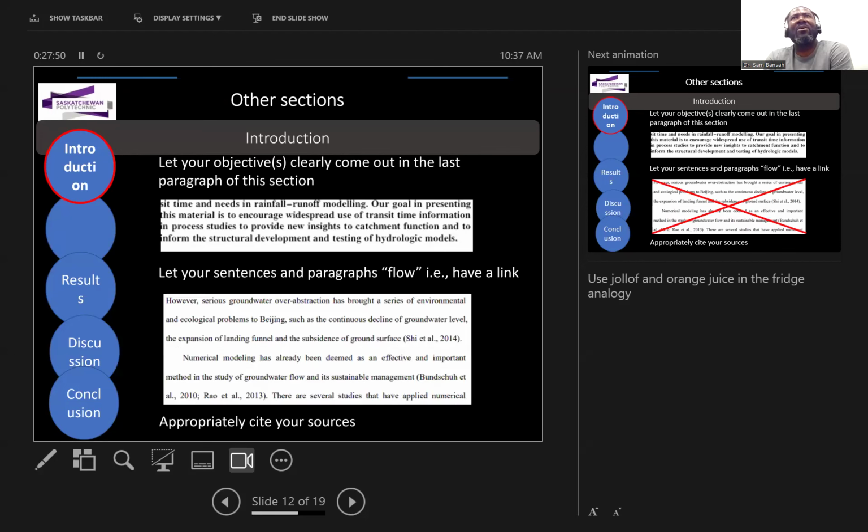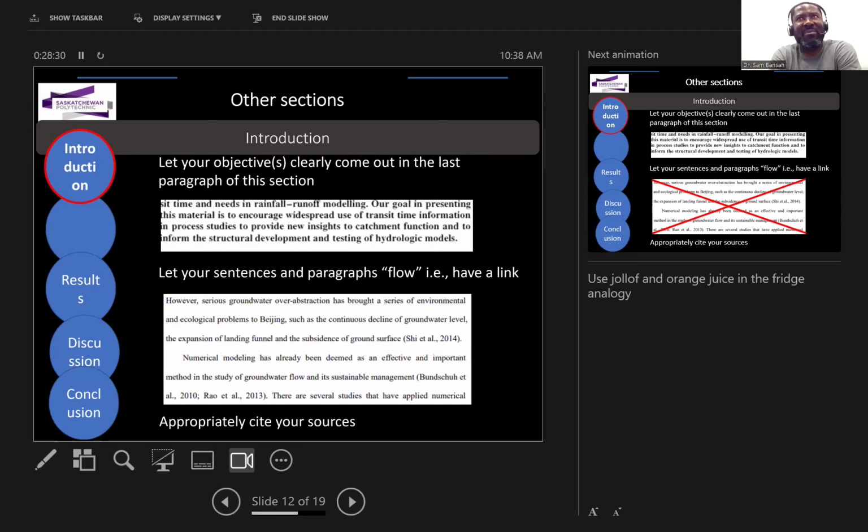Also try to let your writing be linked. Your sentences and paragraphs should have a flow. It has to flow, right? I always go back to this jollof example. Don't be talking about cooking jollof and then go to talking about what is in the freezer. These are two different things. The brain works in a certain way. It anticipates what is going to happen next. So when you are writing, let your writing flow. It has to have a link.